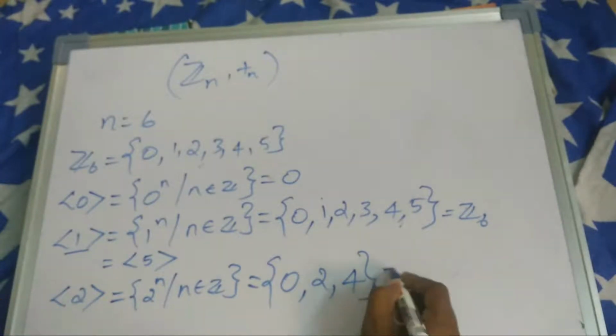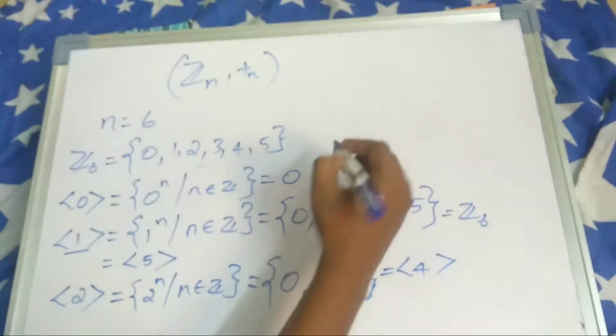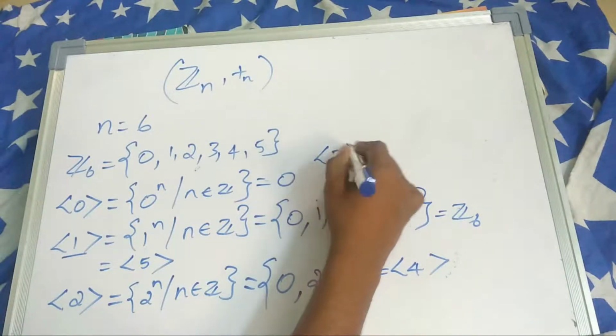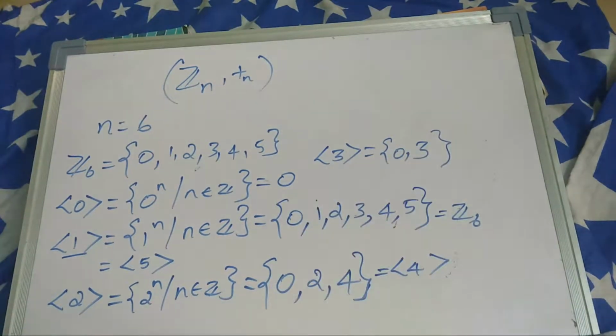And this also happens to be the subgroup generated by 4 because the subgroups generated by 2 and 4 are the same, as 2 and 4 are inverses of each other. Now the only element left out is the subgroup generated by 3. So I will write that here. Subgroup generated by 3 is nothing but 0, 3. Since 3 is the inverse of 3, the subgroup generated by 3 is just 0, 3.